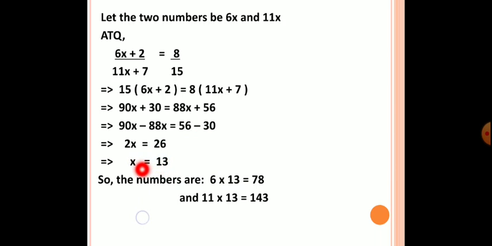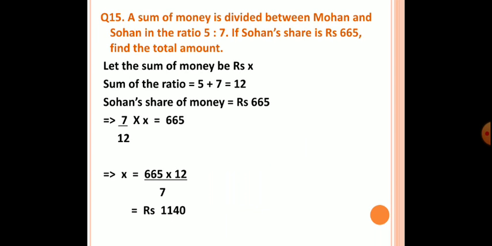Now, what are the numbers? One was 6x, so 6 into 13 is equal to 78. Another was 11x, so 11 into 13 is equal to 143. Moving on to the next question, that is question number 15.